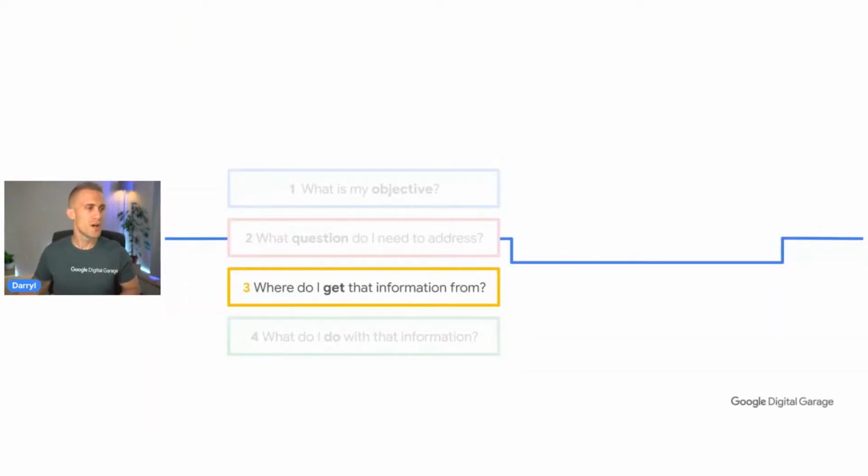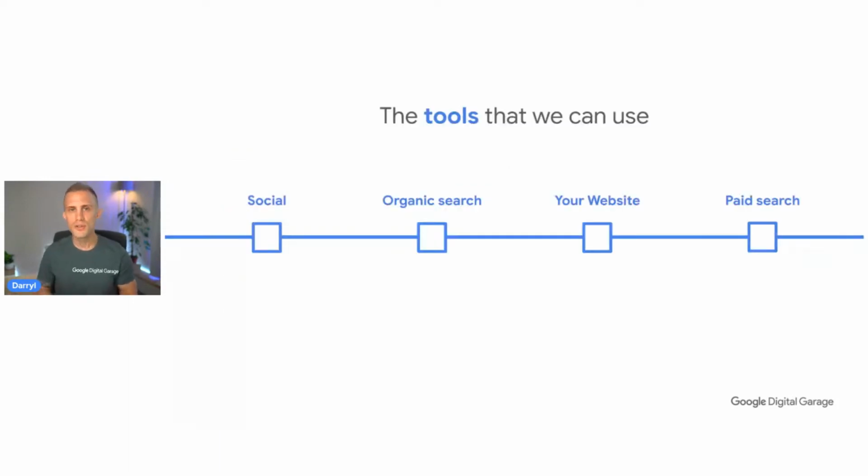So number 1, we spoke about what is my objective. Then we spoke about what questions do I need to address those objectives. Now what we need to do is think about where do I get that information from? This is probably the one that we've all been waiting for. But we don't want to be completely focused on Google Analytics. We often want to offer the fact that there are many other ways to obtain information from your customers. It could be social insights.